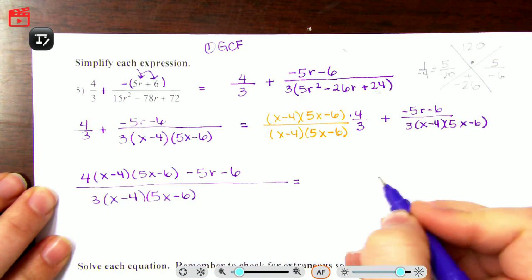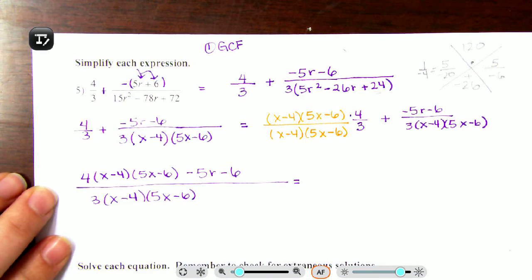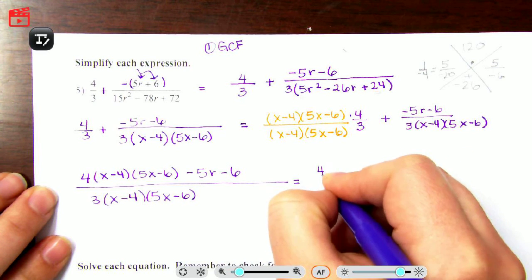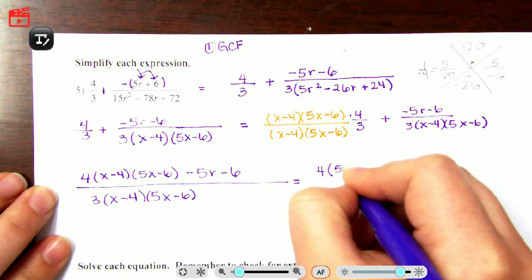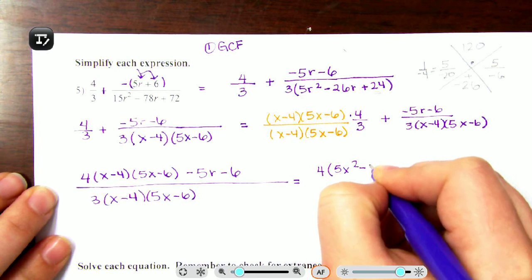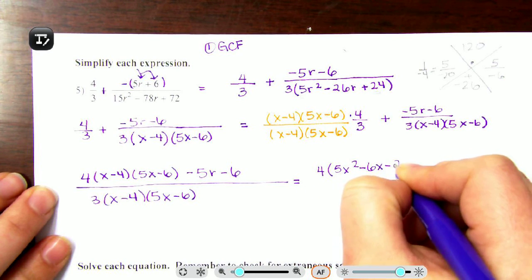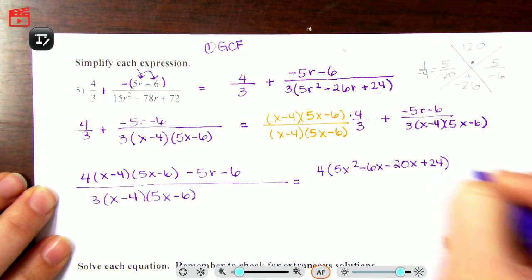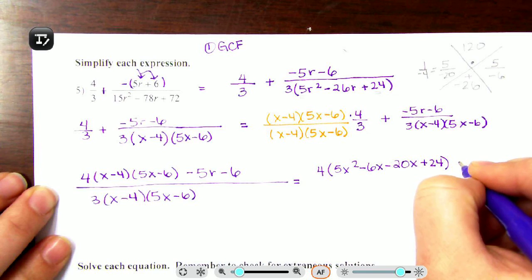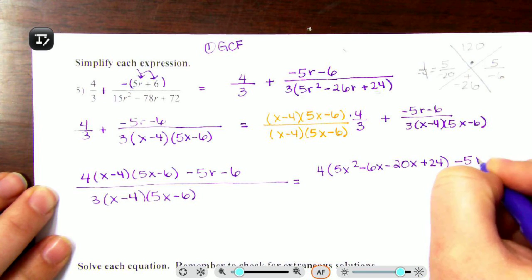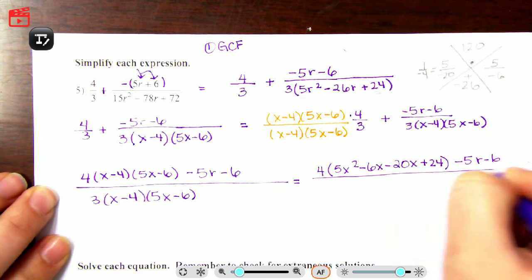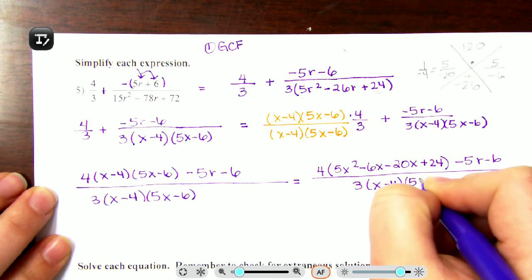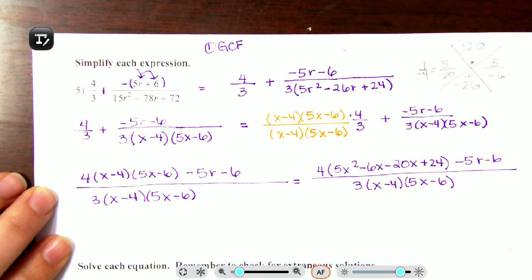So I'm going to multiply this through. It's your choice if you want to distribute that 4 first or if you'd like to FOIL it out. I'm going to choose to FOIL it out first. So I have 5x squared minus 6x minus 20x plus 24. And then this right here will be minus 5x minus 6. Again, keep your denominator the same. Do not FOIL it. Do not multiply anything out. We want it in factored form.